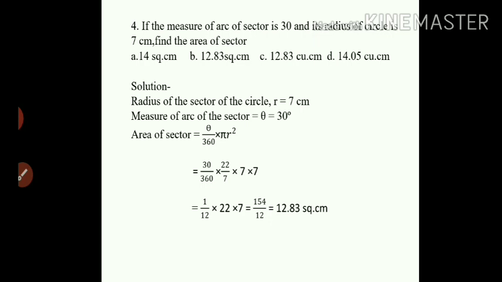Now students, check the option. In the options you have option B as 12.83 square centimeter and option C as 12.83 cubic centimeter. Now as we are finding area, here we will use the unit as square. So option B is the correct option.